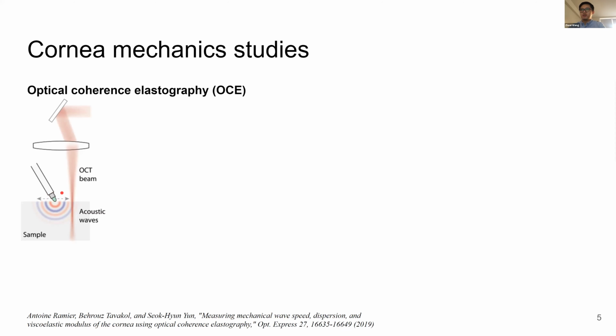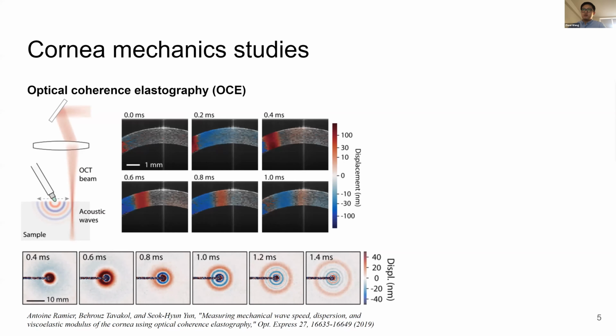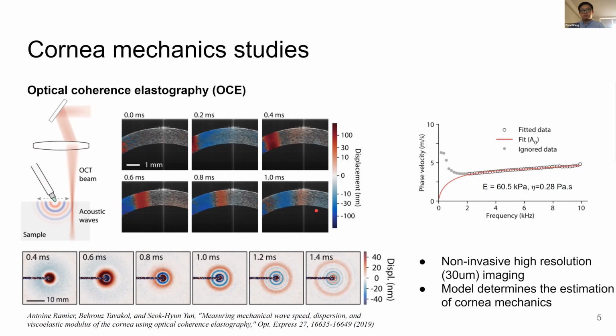This is the piezo actuator that can generate the acoustic waves in the cornea, and they can use the optical coherence elastography method to detect the wave field. The wave travels in the cornea, and by using the dispersion relationship or the dispersion model, they managed to estimate the Young's modulus and also the viscosity.